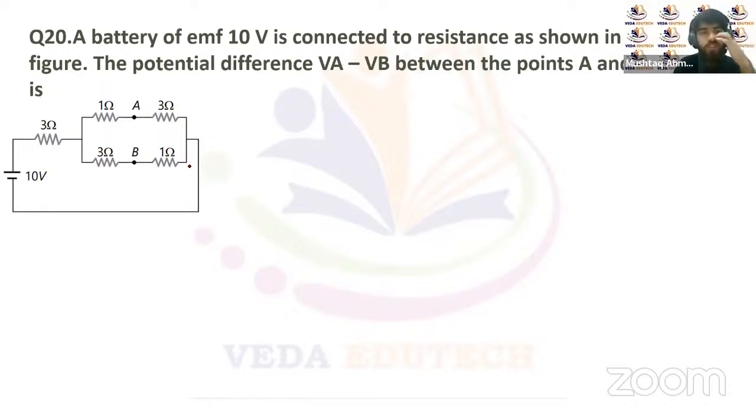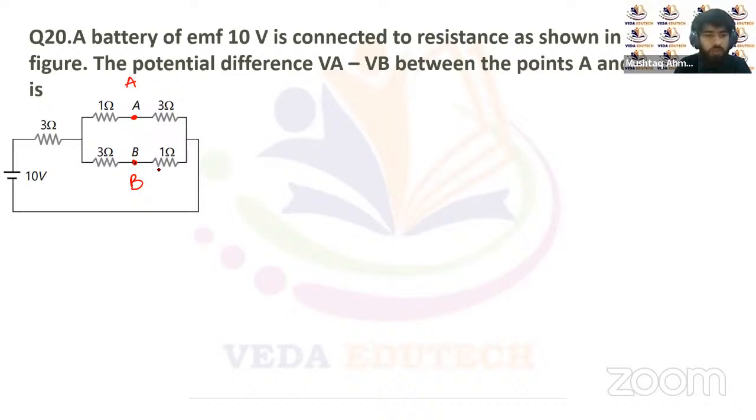Question number 20 says that a battery of EMF 10 volt is connected to resistances as shown in the figure. You can see here we have a battery of 10 volts connected to this circuit. In this figure, the potential difference between A and B is? We have 2 points in this circuit, point A and point B. We have to calculate the potential difference between the 2 points in this circuit.